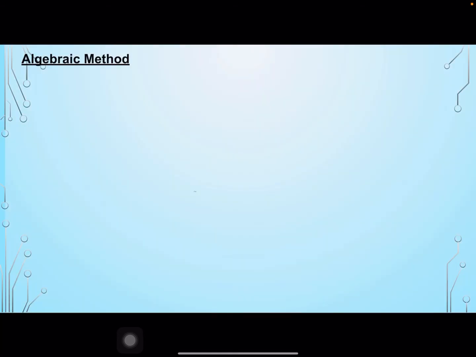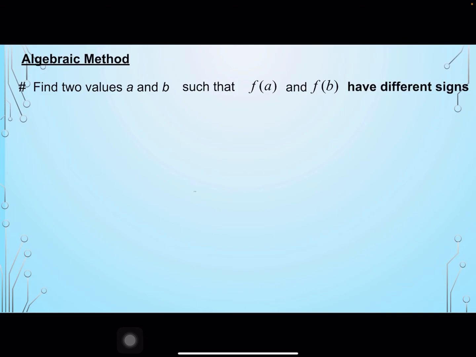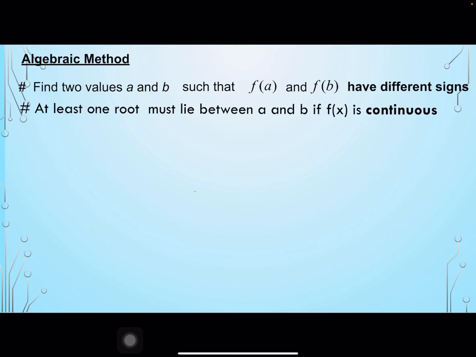Algebraic method. The algebraic method is another way to find an initial value for an equation that cannot be solved exactly. So we have to find two values a and b such that f(a) and f(b) have different signs. So at least one root must lie between a and b if f(x) is continuous.